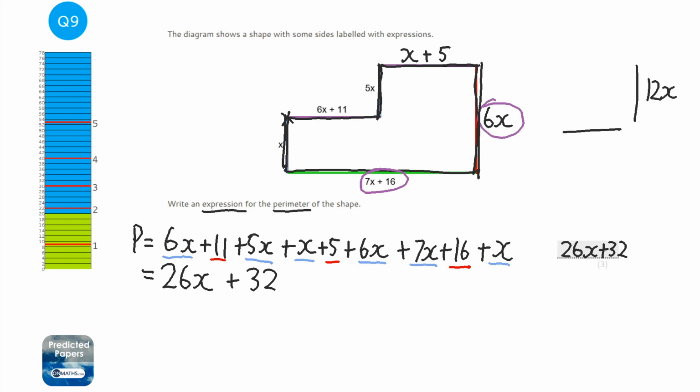All the ones going across is going to be double this one. So it's all going to add together to make 14x plus 32. And then if you add those together, that would also give us the 26x plus 32.